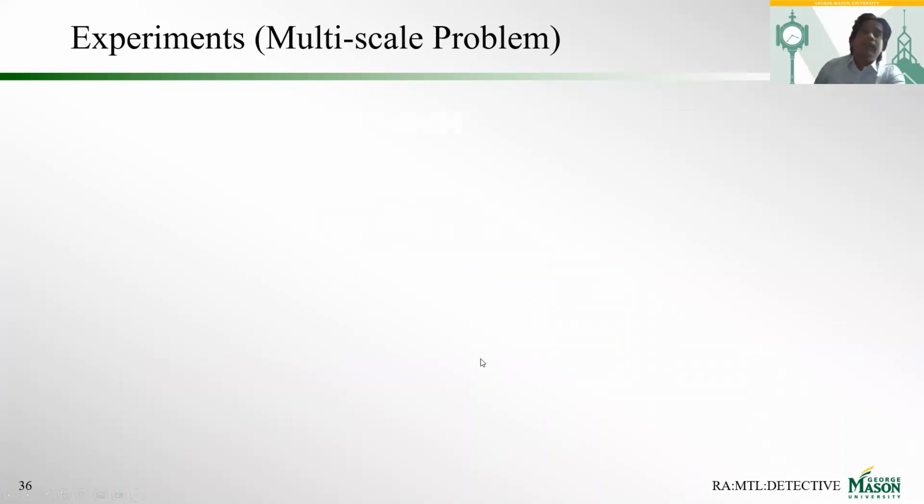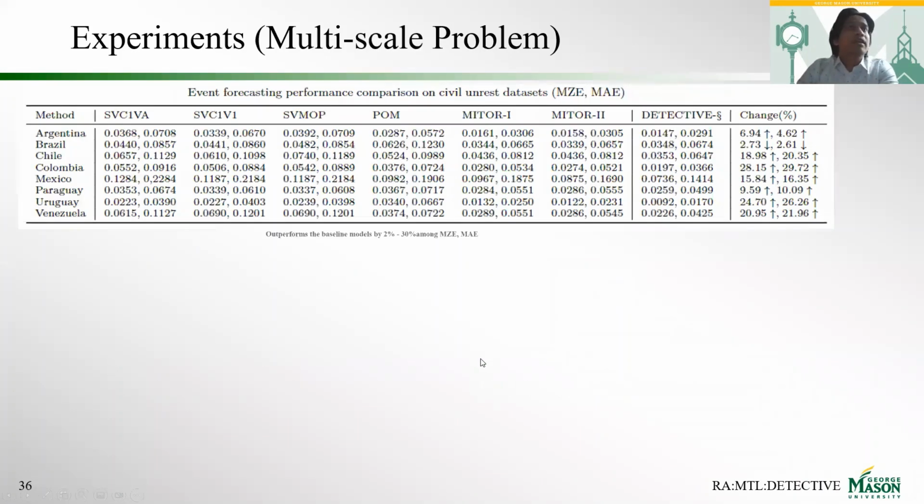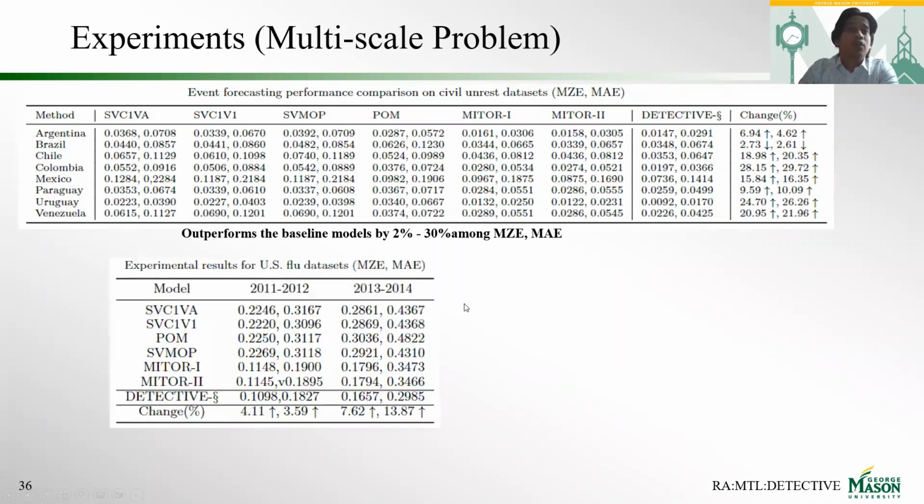Then for the experiment on the multi-scale problem, again, our model outperforms the base model by 2 to 30%. And we also did this experiment for civil unrest data and also US flu data. And if you see here, for US flu data also, we improved the base model score by 13%.